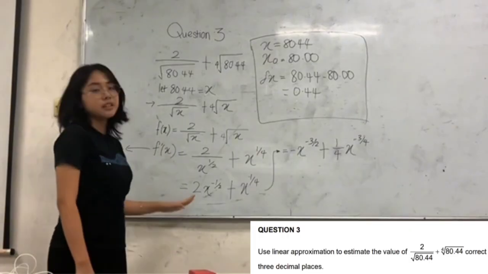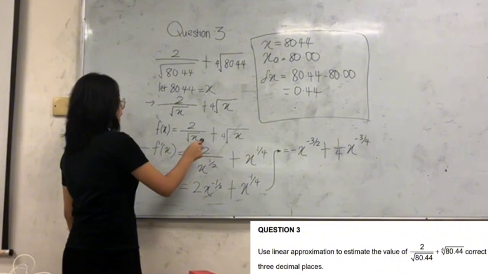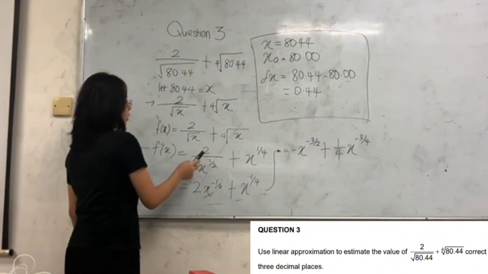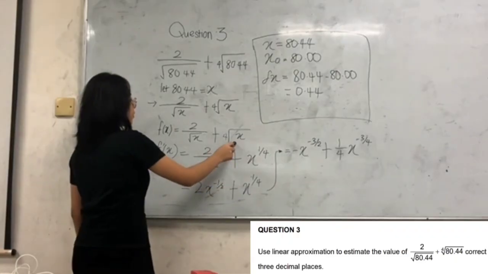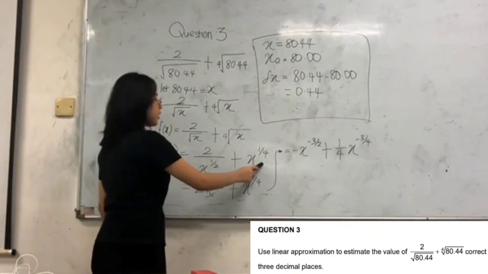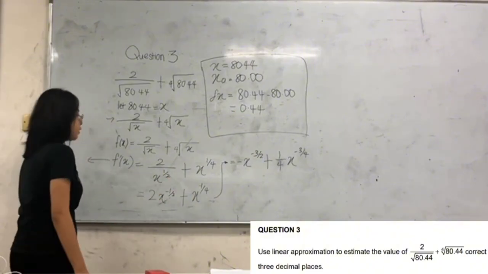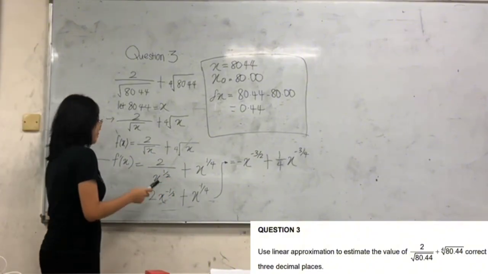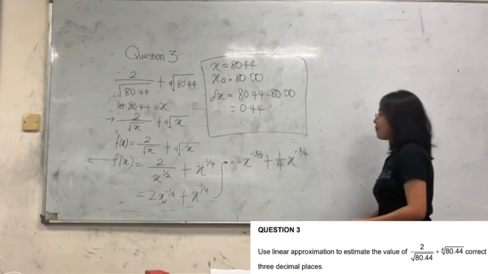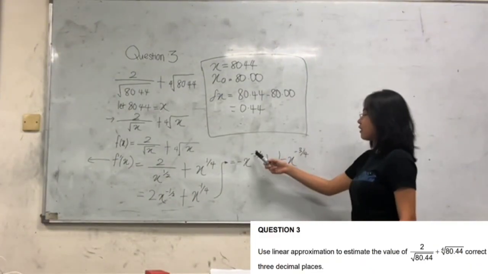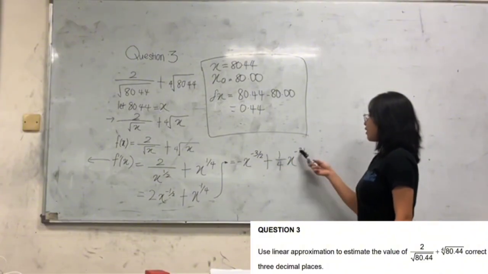So before we differentiate it, we change the square root to become power. From 2 over square root x, we change it into 2 over x to the power of 1 over 2. And from 4th root x, we change it into x to the power of 1 over 4. So after we remove the square root, before we differentiate it, we also need to bring the x go up. Here we differentiate it until it becomes negative x to the power of negative 3 over 2 plus 1 over 4 x to the power of negative 3 over 4.